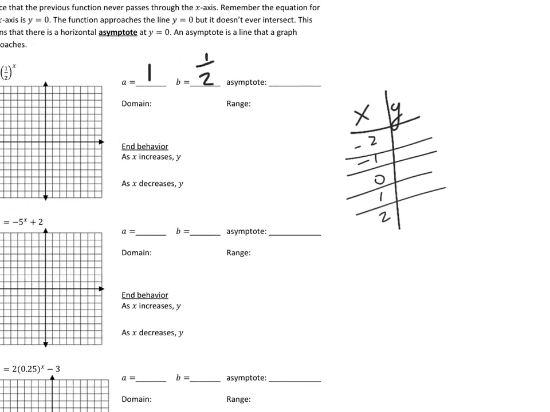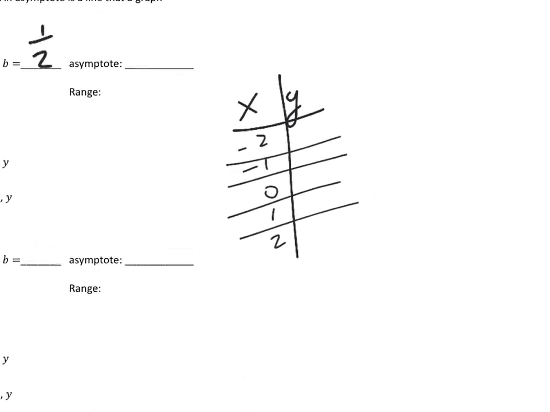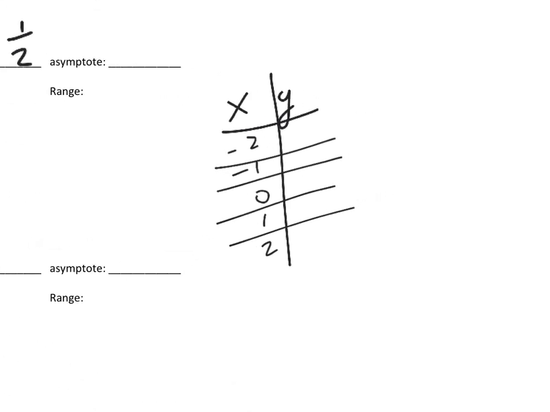So 1/2 raised to the negative 2. So that means, again, the laws of negative exponents is I'm going to move them to the opposite side. So I'm really going to get 4 as my output. I'm going to get 2 as my output. I'll get 1. I will get 1/2. And I'll get 1/4.